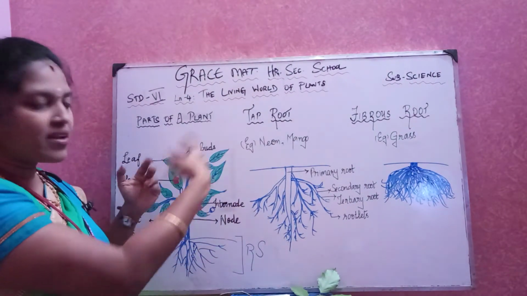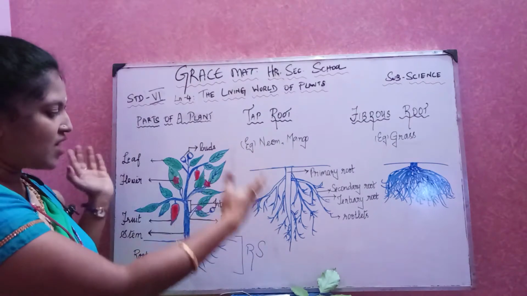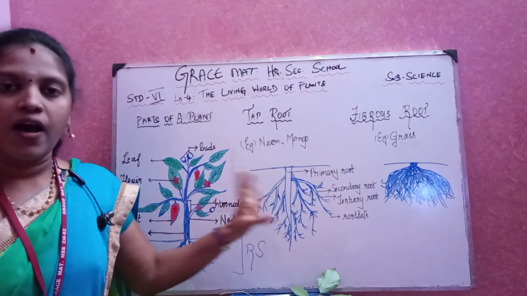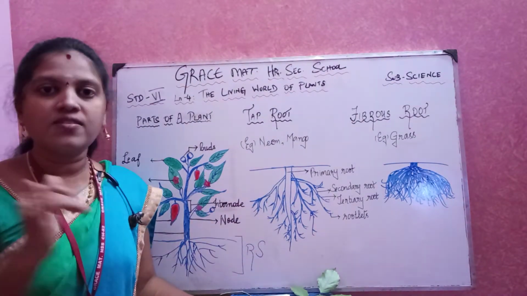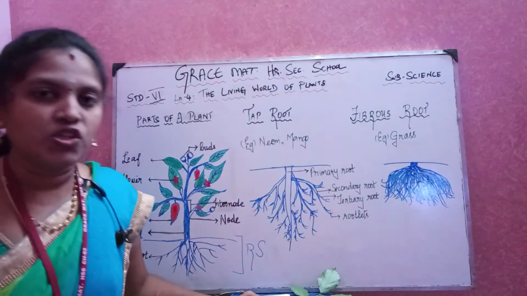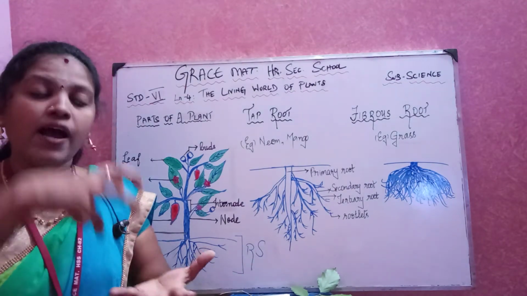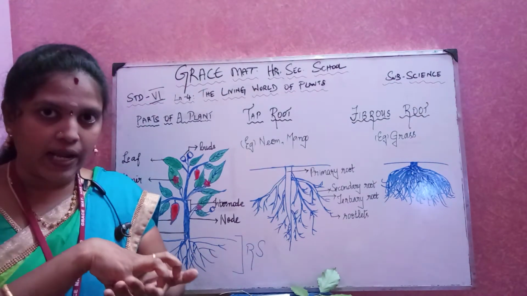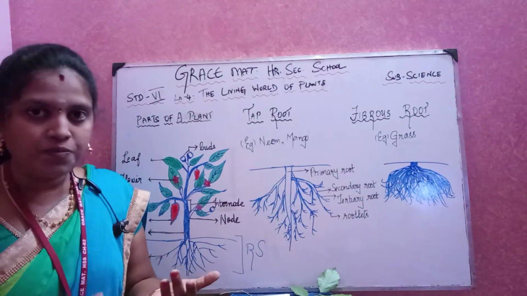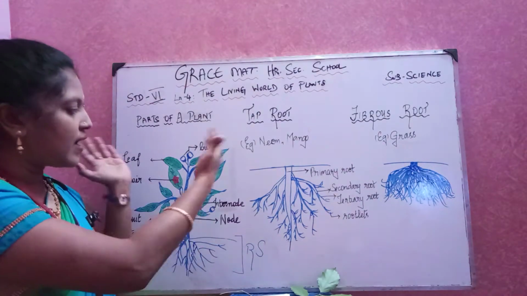Okay, from the stem it gives branches, it gives branch to the leaves, all those things. Are you all clear with this, children? So first, what are the functions of the root? The main function of the root is fixation to the soil. Next, it is absorption. Finally, it is conduction.